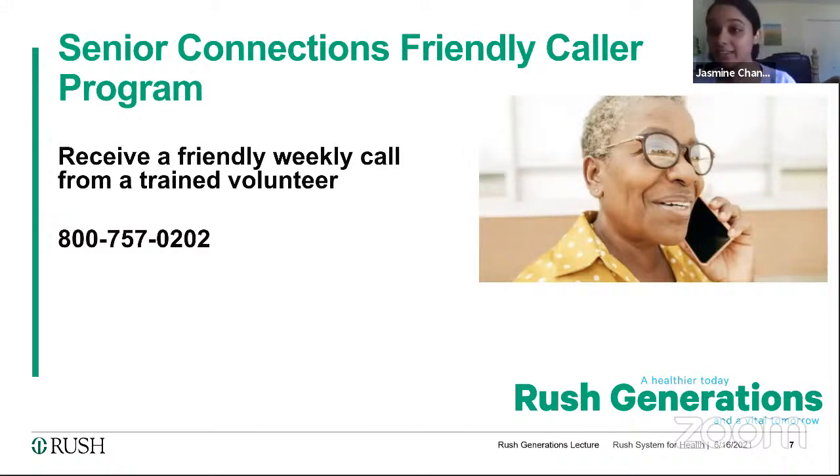Next, we have our Senior Connections Friendly Caller program. If you're interested in receiving a call once a week, this is a really wonderful opportunity to make a connection and to just have a chat at a scheduled time that works for you every week. If you're interested in the Senior Connections Friendly Caller program, you can call the Rush Generations toll-free number at 800-757-0202.